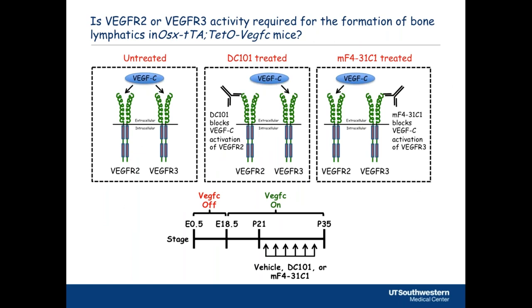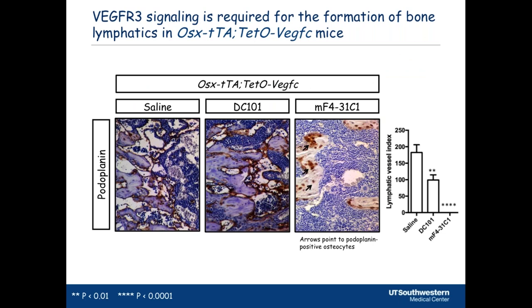Like I said before, VEGF-C stimulates the activation of VEGFR2 and VEGFR3, and both of these receptors can stimulate lymphangiogenesis. We then set out to determine whether VEGFR3 or VEGFR2 activity was required for the development of bone lymphatics in our double transgenic mice. To do that, we treated mice with either DC101 or MF431C1. DC101 is a monoclonal antibody that blocks VEGFR2, whereas MF431C1 is a monoclonal antibody that blocks VEGFR3.